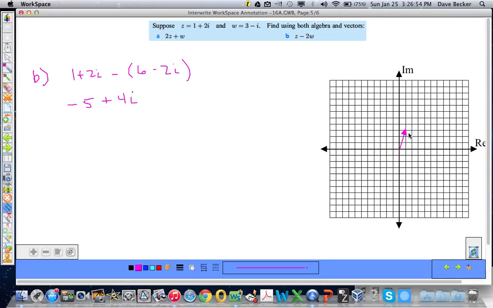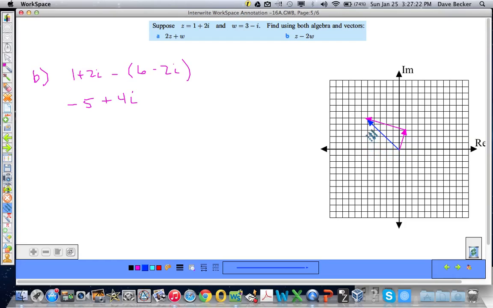Okay, so I'm going to go to the left 6. 1, 2, 3, 4, 5, 6, and then up 2. So let's see if I can get that arrow right. Not too bad. And then let's do the resultant vector. Tip to tail, tail to tip, tip to tail. And there we go. So that should be negative 5 plus 4i. Let's check it out. 1, 2, 3, 4, 5.